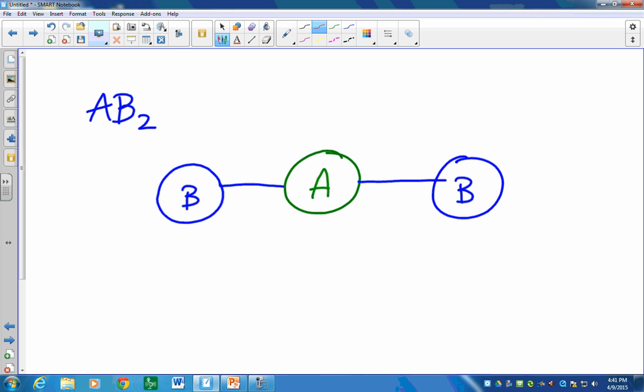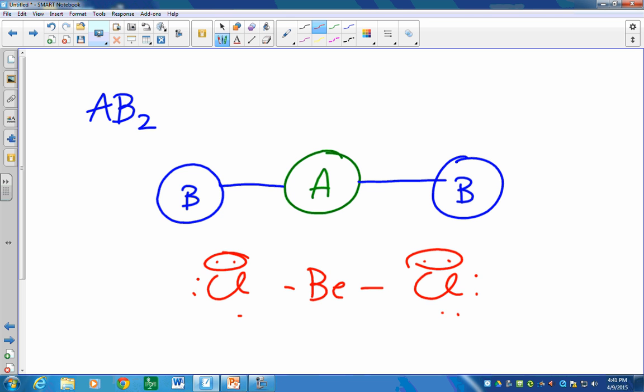Because of the electrons. A good example of this type is BeCl2. These outlying chlorine atoms, the outliers, not the central atom, have lone pairs of electrons that are non-bonding electrons, and they hate each other, and they try to get as far away from each other as possible.